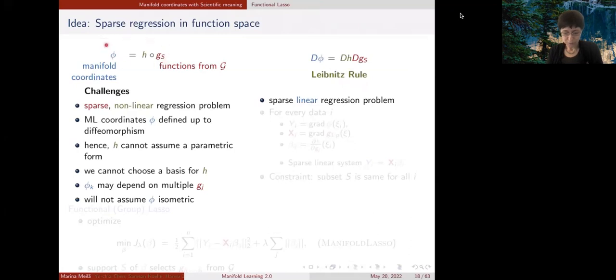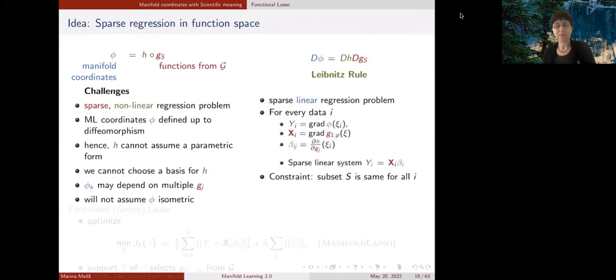Composition in function space becomes a linear composition in differential space. So the Jacobian of phi is a linear function of the Jacobian of these functions, the hypothetical other set of coordinates. And DH is just some linear change of coordinates. So now we have transformed a sparse nonlinear regression problem, which we had no idea how to solve, into a sparse linear regression, which is something that is very well studied, as all of you know by now.